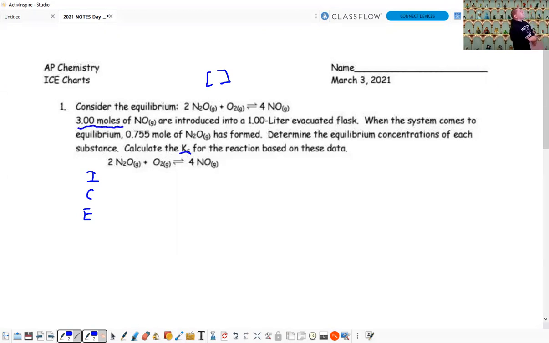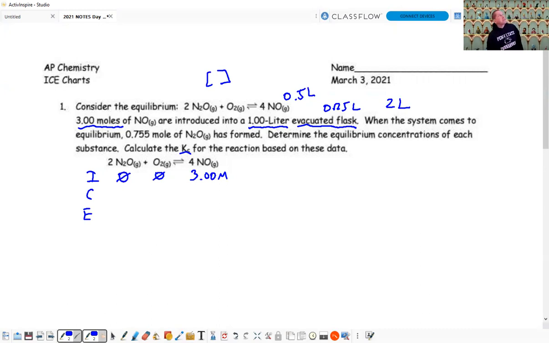We're given 3 moles of NO introduced into a 1 liter evacuated flask. So that means there's none of this and none of that, explicitly stated in the problem this time. I wrote these more like AP questions. When we divide 3 moles by 1 liter to get the molarity, we get 3 molar. Sometimes they'll use 0.5 liters, sometimes 0.25 liters, and sometimes 2 liters, just to make the math kind of easy. But in this case, they made it really easy because they made it 1.